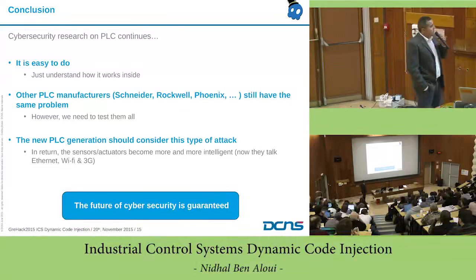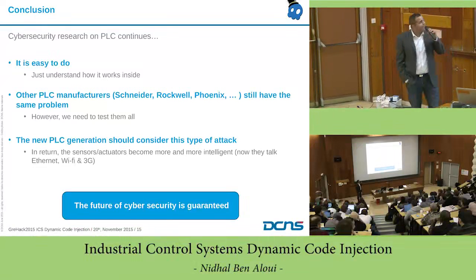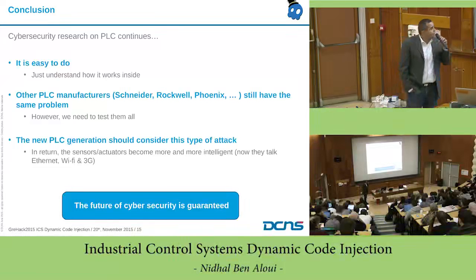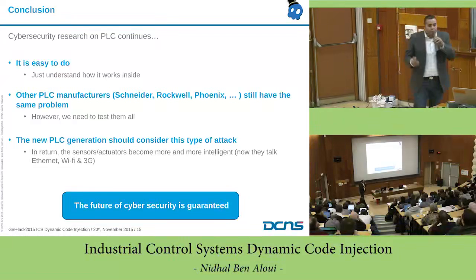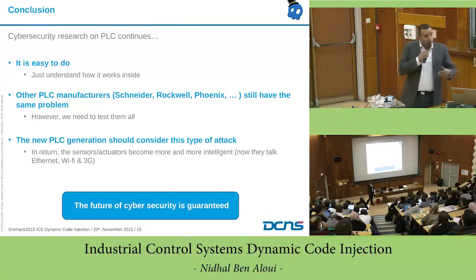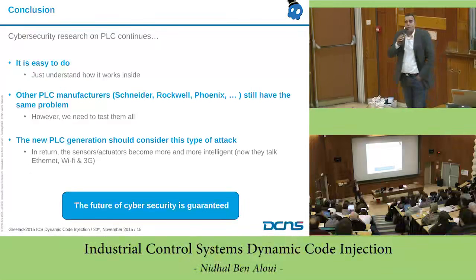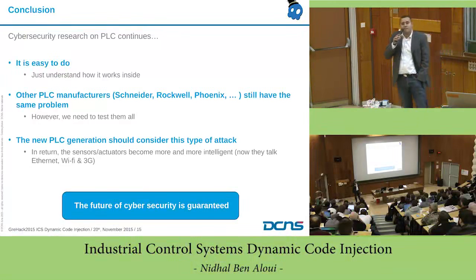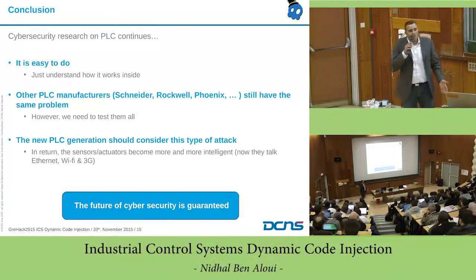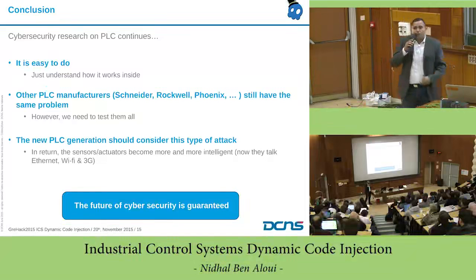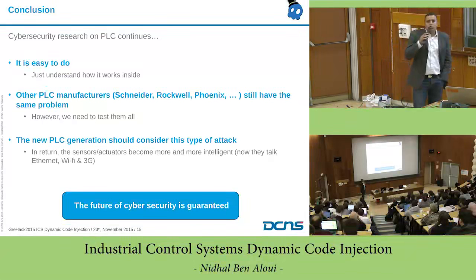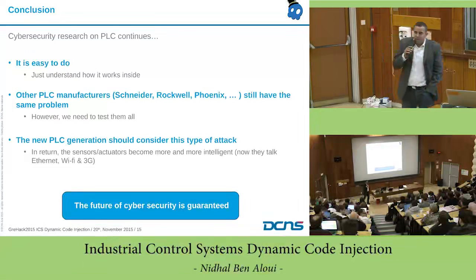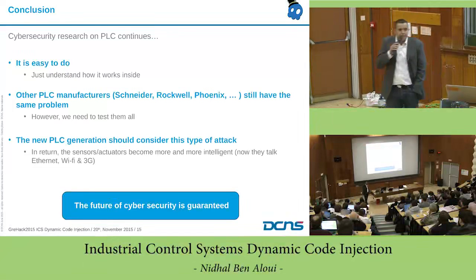In return, we now have a new problem. The sensors and actuators, like an engine, a probe, or an alarm, are not connected by electrical communication. Actually, they talk Ethernet and Wi-Fi. So in some days, we will be able to connect with the C library directly to the engine and give it commands to stop or to run. So I think that the future of cybersecurity is guaranteed, especially in the PLC domain. Thank you very much.